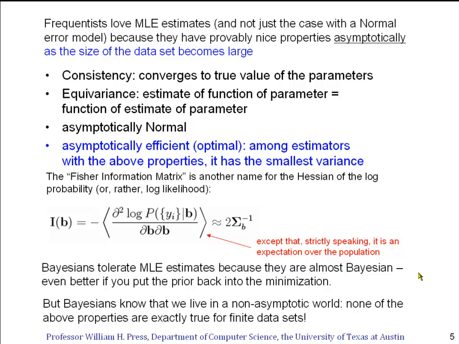On the other hand, we tolerate MLE estimates because MLE estimates are almost Bayesian. The only reason they're not Bayesian is that we assumed a uniform prior probability, and we could have put back in that prior probability and tracked it through the formalism, and then we'd be even happier.